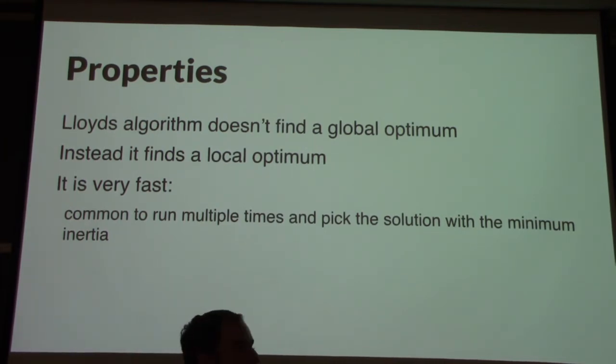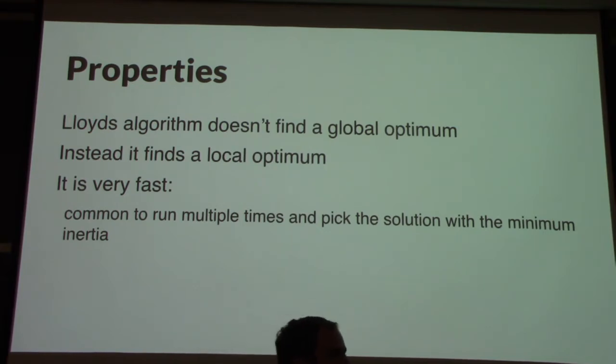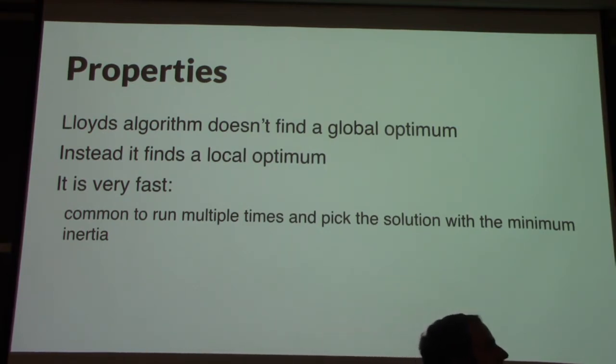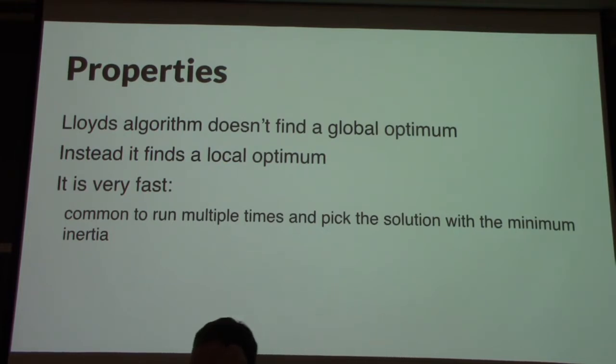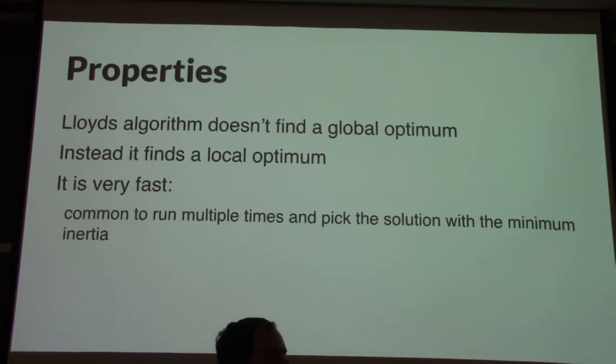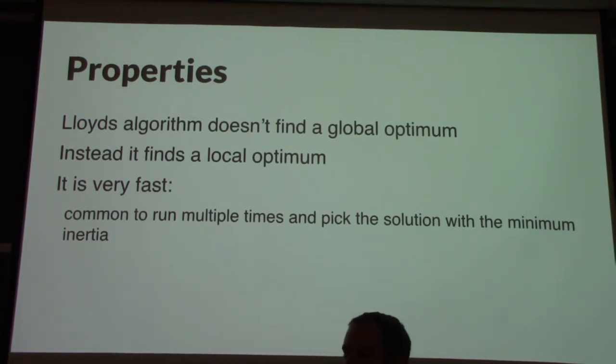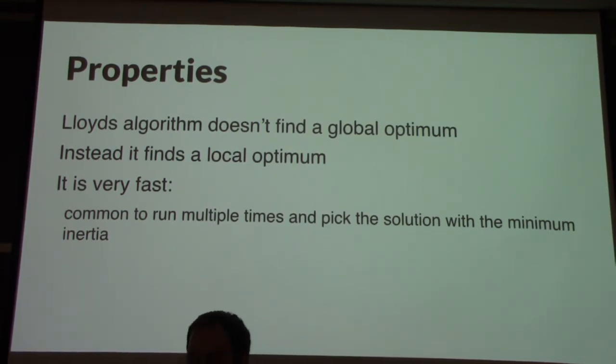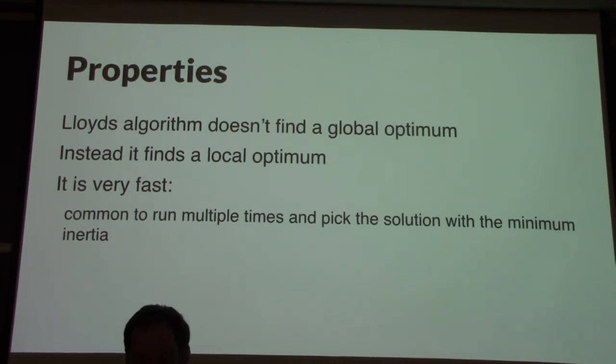One of the nice things about K-means though is it's very fast. And so what is common is to run it multiple times with some kind of random initialization, and then do some evaluation step, for example, calculating the Jaccard index, and then pick the one with the minimum inertia, or with the minimum Jaccard index.